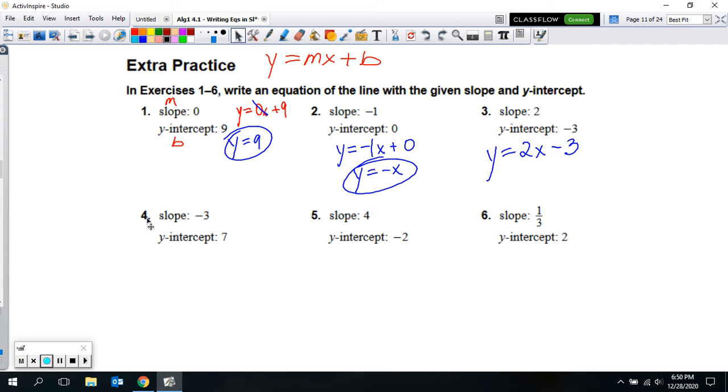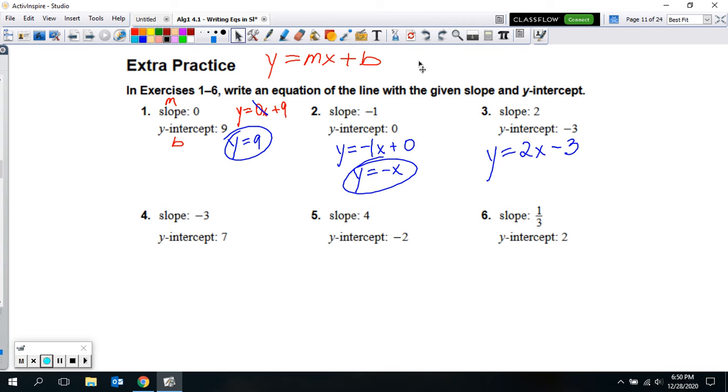Okay, I'm going to give you a chance now from 4 through 6. Just go ahead and write the slope-intercept form equation. It's going to be more along the lines of number 3 here. You probably shouldn't have to even clean anything up or simplify anything. It should be just like that. So go ahead and pause the video and do 4 through 6.